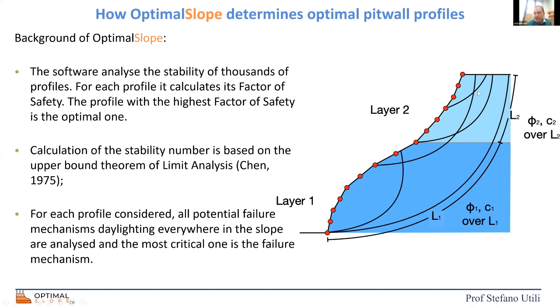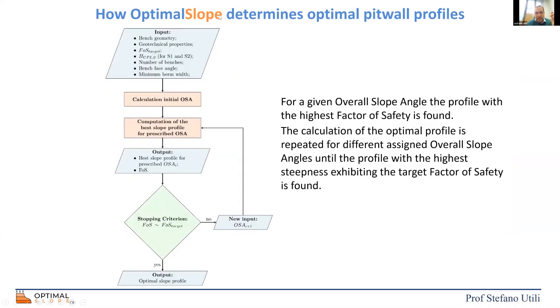In a nutshell, we need to make sure that all the possible failure mechanisms are considered. And this is done for many profiles, no? I mentioned hundreds or thousands of profiles, but clearly the algorithm is clever because these calculations are quite heavy. So you need to have a clever algorithm to be able to quickly find the optimal shape for a given overslope angle. And then the next step is to find the maximum overslope angle.